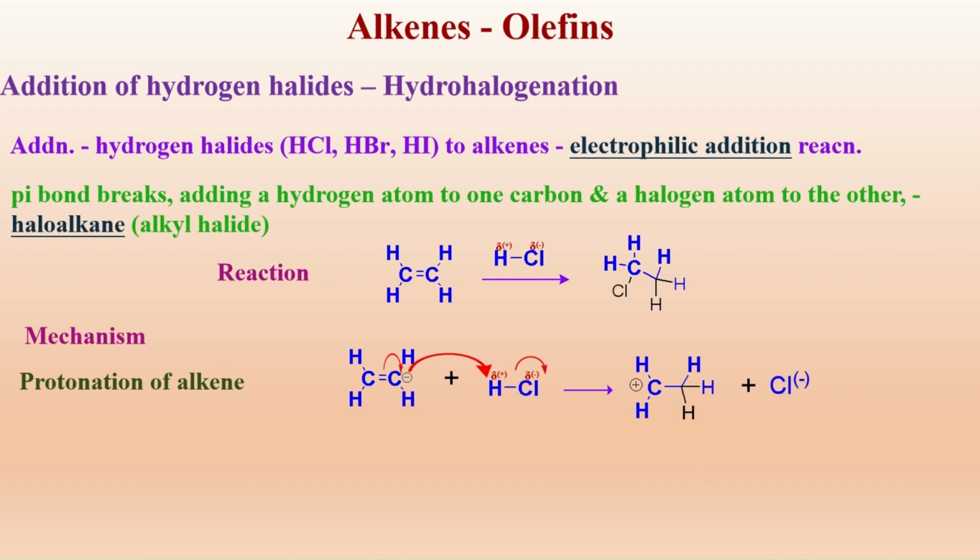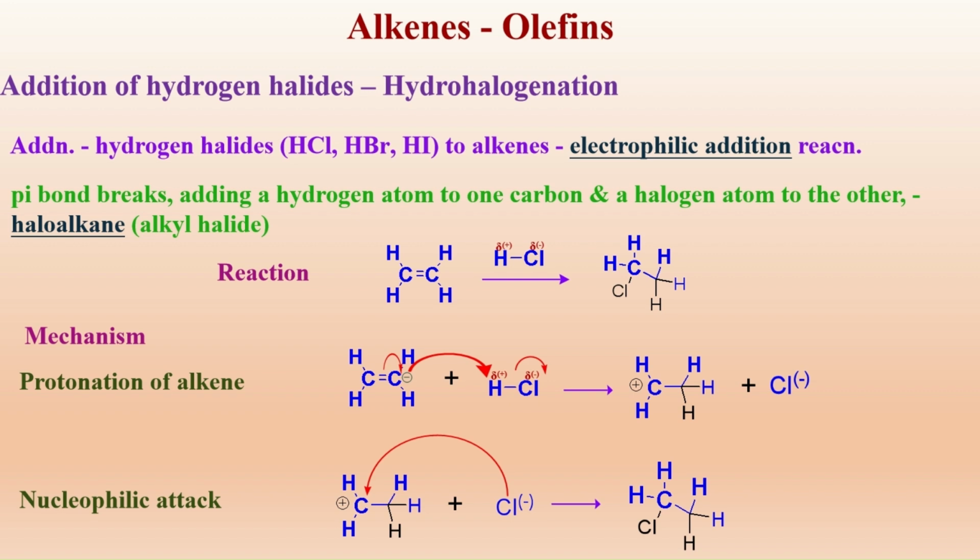As this is an electron deficient molecule, it is unstable. And the chloride ion, which is electron rich, is also unstable. To become stable, both of these species react. The chloride ion, which is electron rich, attacks the electron deficient carbon, and the nucleophilic attack takes place, and it gives rise to the corresponding haloalkane.